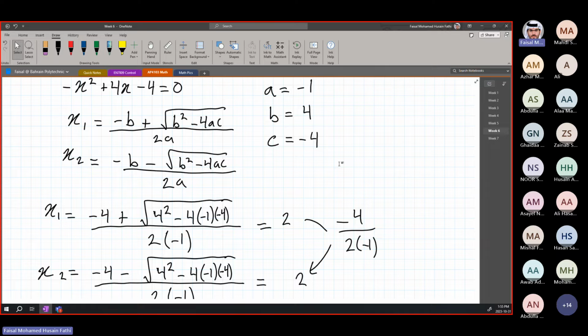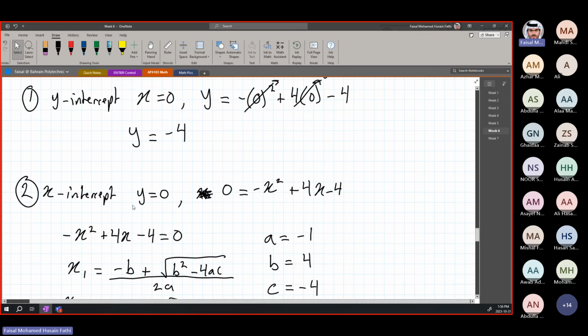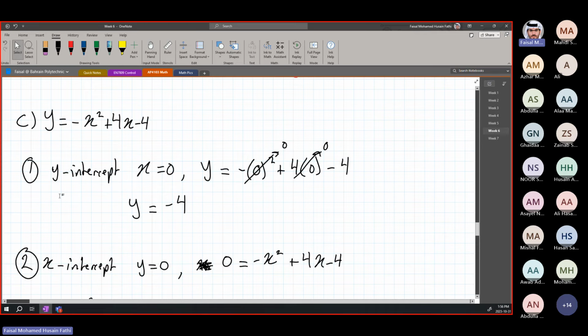Let me check if anyone has any questions. If we're looking for x-intercept, we put y as 0. And if we look for y-intercept, we put x as 0. Yes, correct, exactly. If you want to find the y-intercept, we need to find the value for y, we put x equals 0. What is the logic behind this? What is the idea behind this?